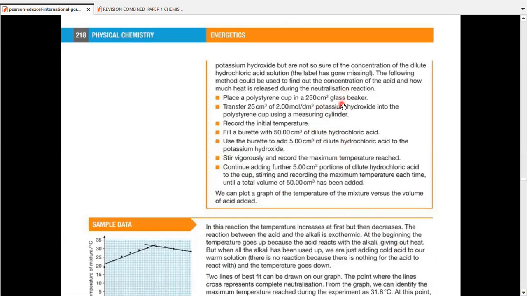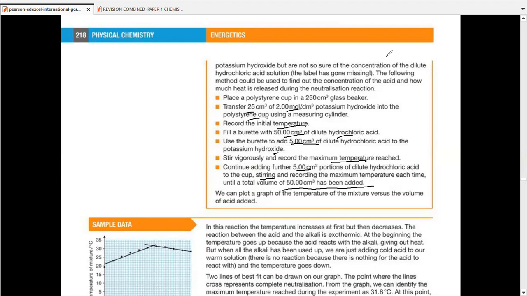Let's go with almost the same reaction. Polystyrene cup in a glass beaker, exact volume of exact concentration of alkali transferred to the polystyrene cup, record the initial temperature, fill a burette with 50 cubic centimeter of your acid, use the burette to add 5 cubic centimeter of acid, stir vigorously, record the maximum temperature, continue adding 5 cubic centimeter portions of dilute hydrochloric acid, continue stirring and recording the maximum temperature each time until the total volume of 50 cubic centimeter has been added.